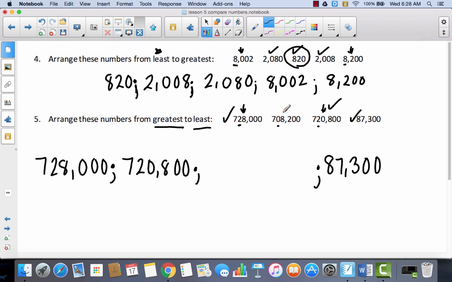And then because 708,000 had no 10,000s, it's going to be smaller than the other two numbers, but it's greater than this number because it has 100,000s and this number does not. So we have 708,200.